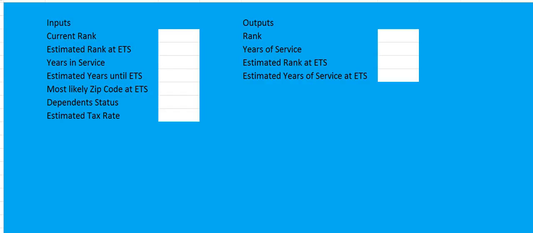The outputs of this system are the rank, years of service, estimated rank at the end of the soldier's service, and estimated years of service at the completion of the soldier's career.